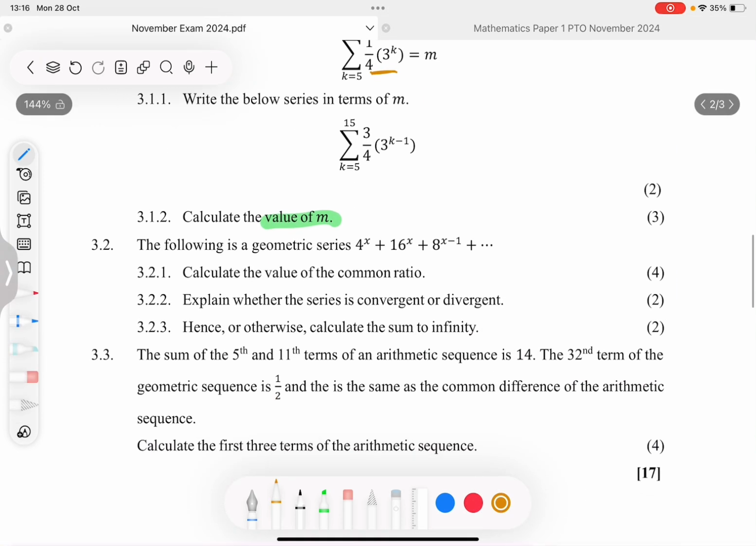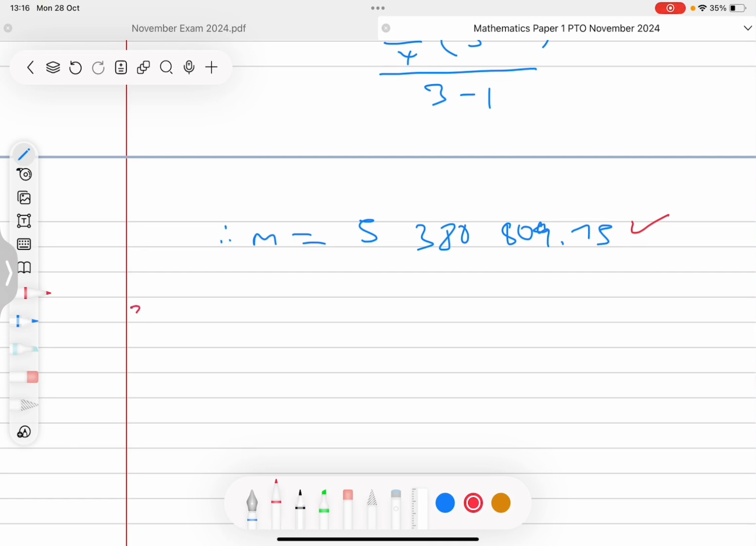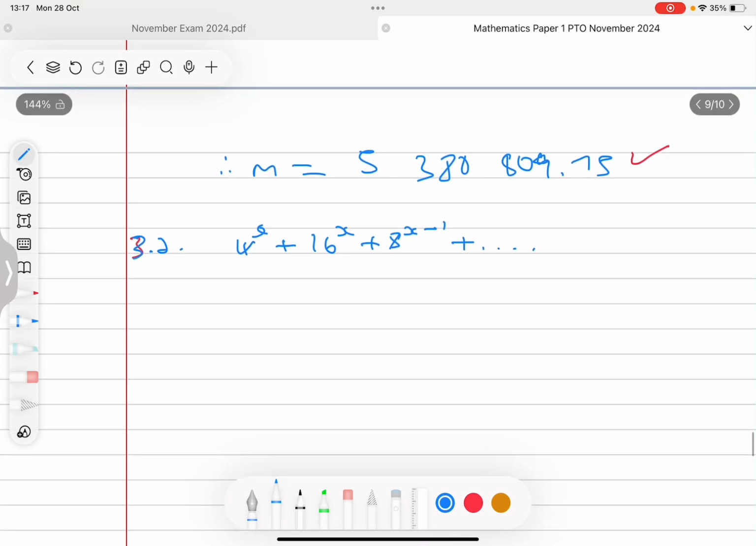Now let's jump into 3.2. They say here at 3.2, the following is a geometric series. They give you this. So here we are on 3.2. In this 3.2, they say to us, we have 4 to the power x plus 16 to the power x plus 8x minus 1, and this continues into infinity.